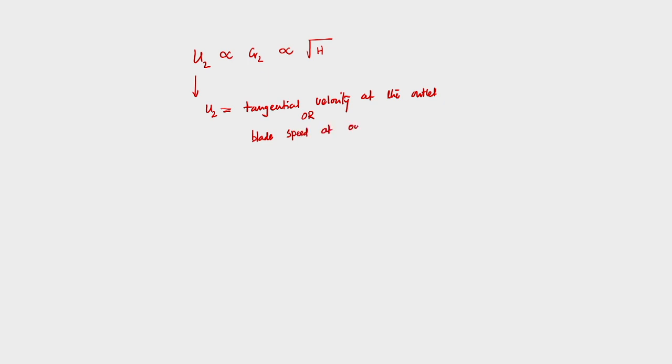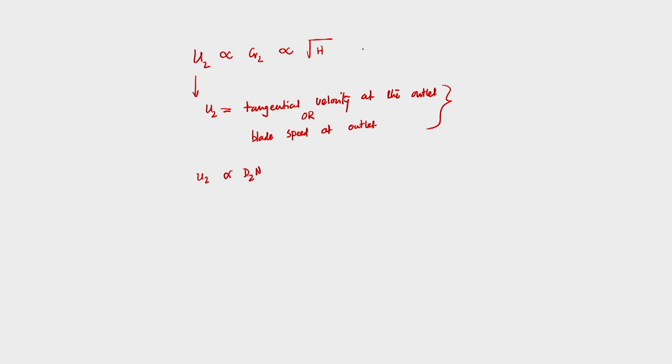So, what you obtain is that u2, that is the blade velocity at the outlet, is proportional to the flow velocity CR2, and that is proportional to root h, that is the head being developed by the pump. Now u2, if we recall our previous equation, is the tangential velocity at the outlet, or sometimes it is known as blade speed at the outlet. This u2 varies as d2 into n from its definition.